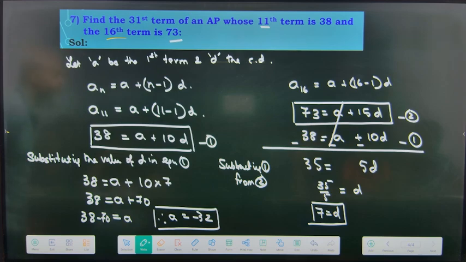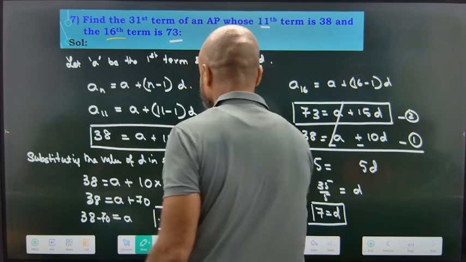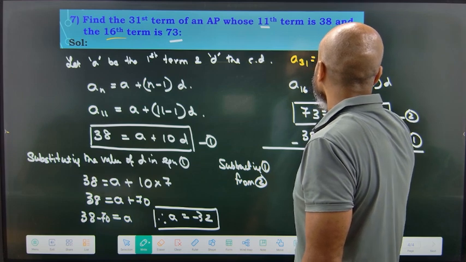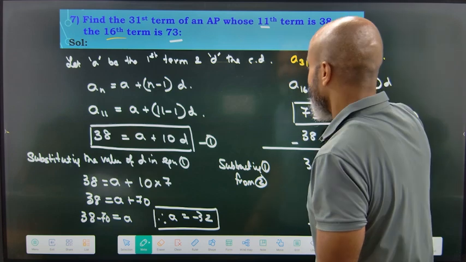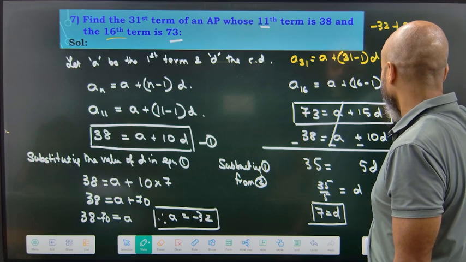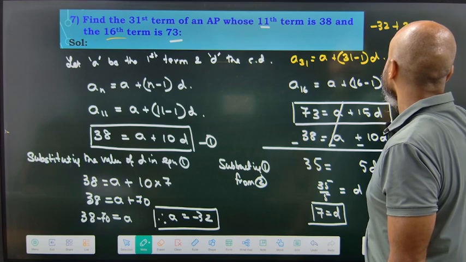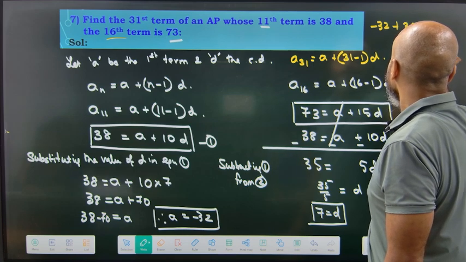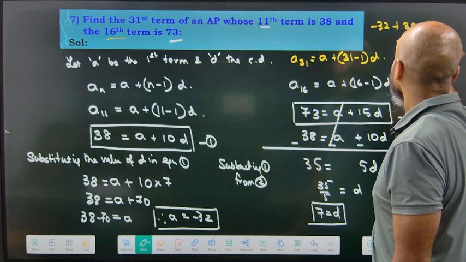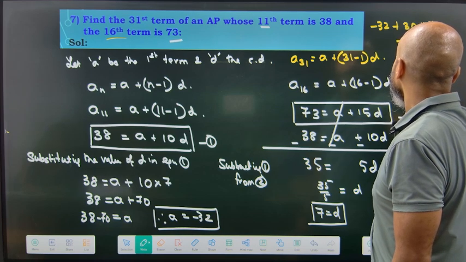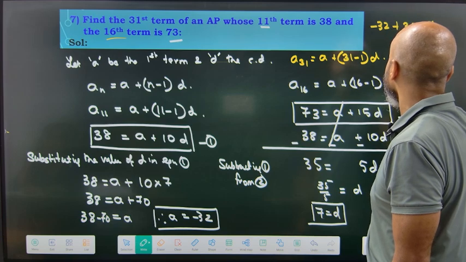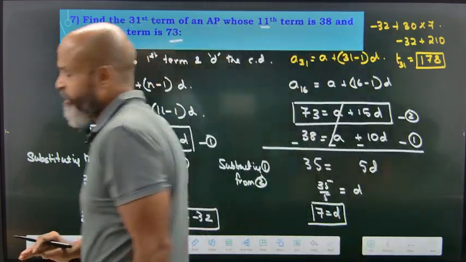Okay, so you have to find out now what? The 31st term. A31 will be equal to A plus 31 minus 1 into D. So A is how much? Minus 32 plus 30 into D, that is 7. So this will be minus 32 plus 210. So the 31st term here is going to be 178. Clear?